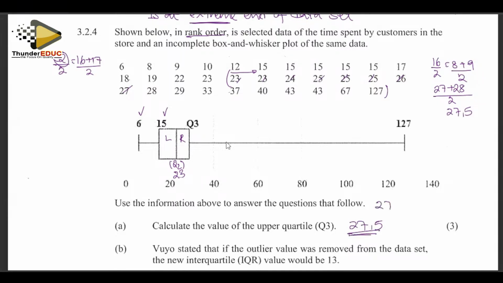Please, you show how you got it, because these are 3 marks. 16, I said 1, 2, 3, 4, 5, 6, 7, 8. So these are the 2 numbers that will remain. I will add them and I will divide by 2. Remember, quartiles are medians.